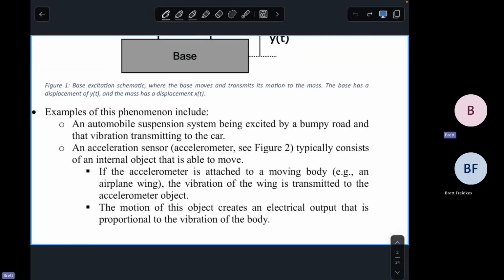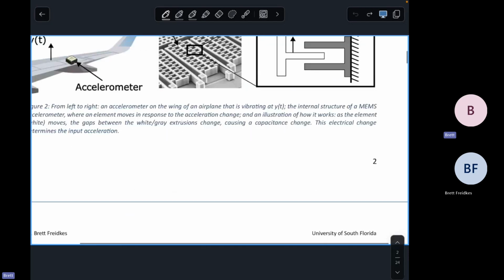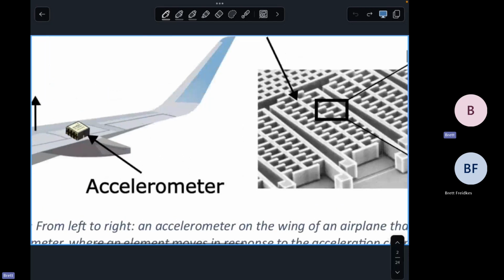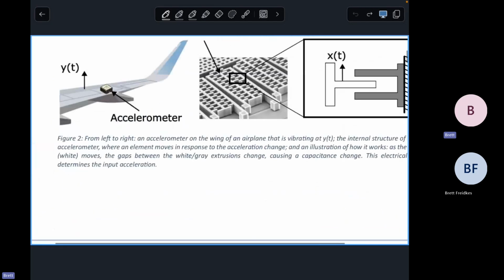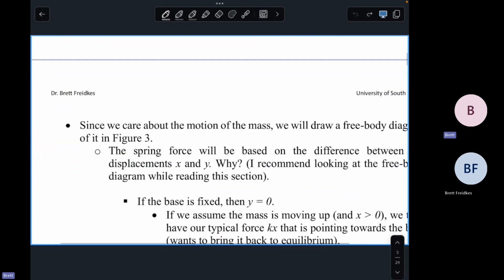So we have some examples of that. We talked about a car driving over a bumpy road. We did that example yesterday. I mentioned sensors have something that's moving inside the sensor, and as something you're measuring is moving around like an airplane wing, it causes the little mass inside of the sensor to move. That's a base excitation problem. So we do see this in different instances in life.